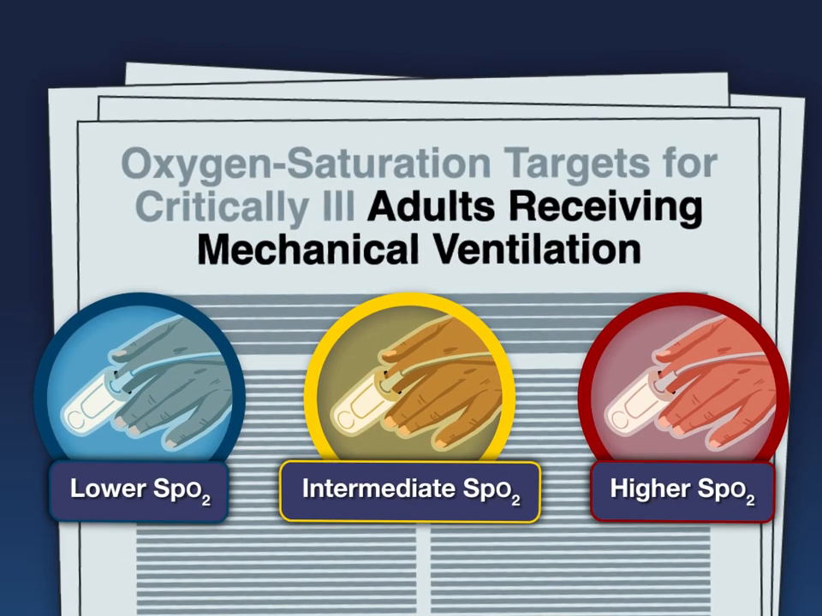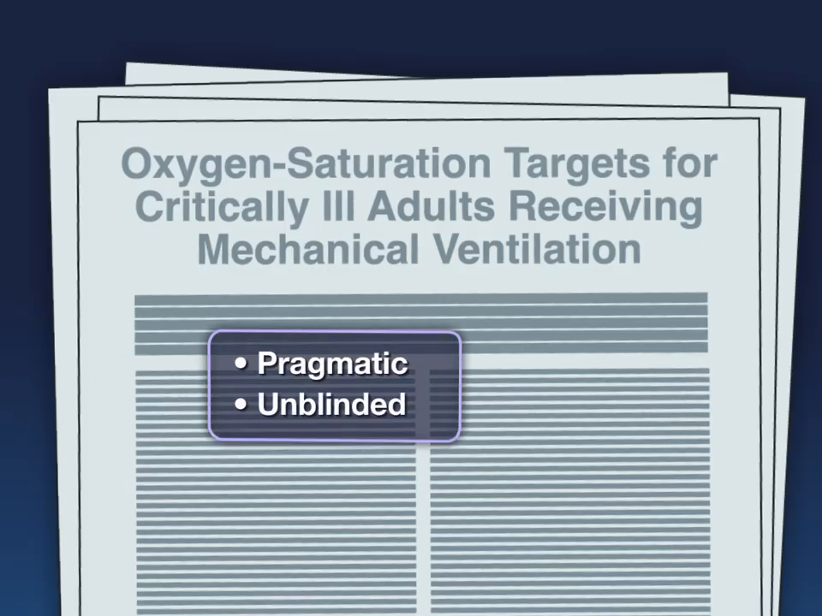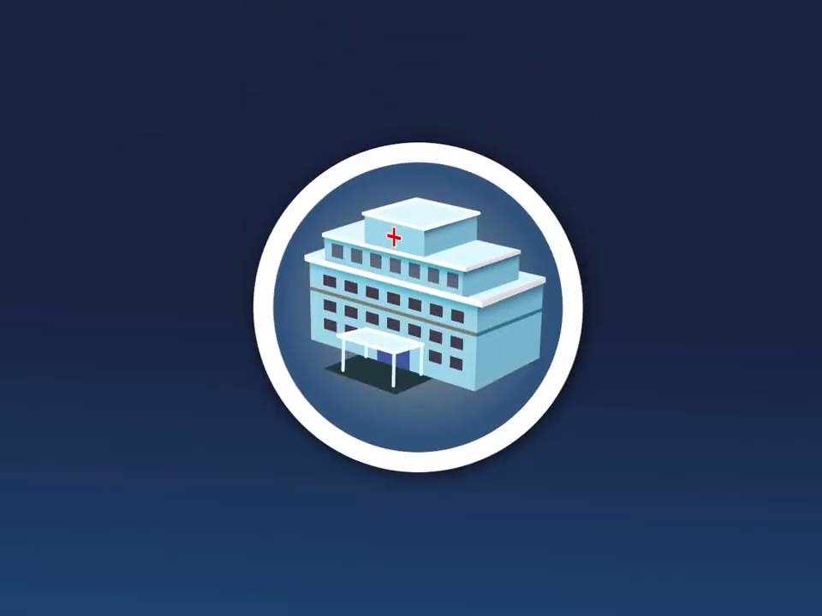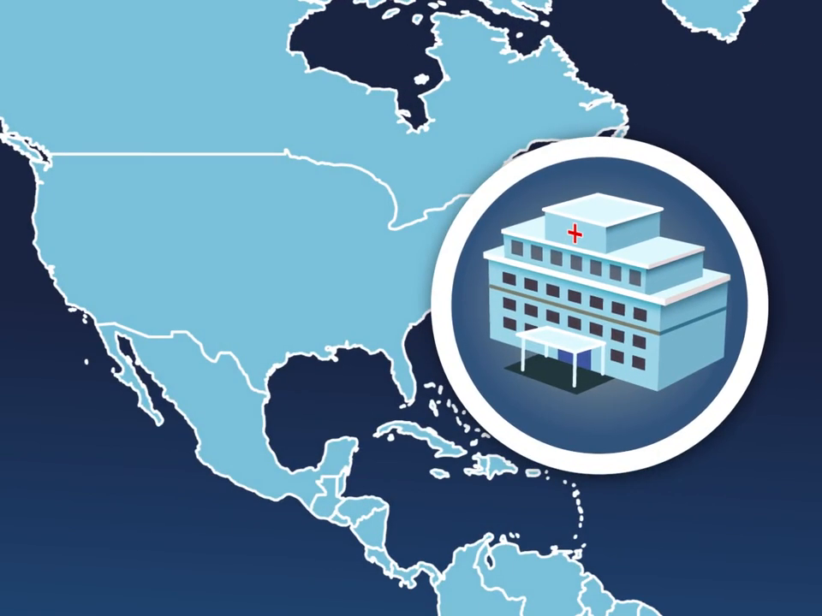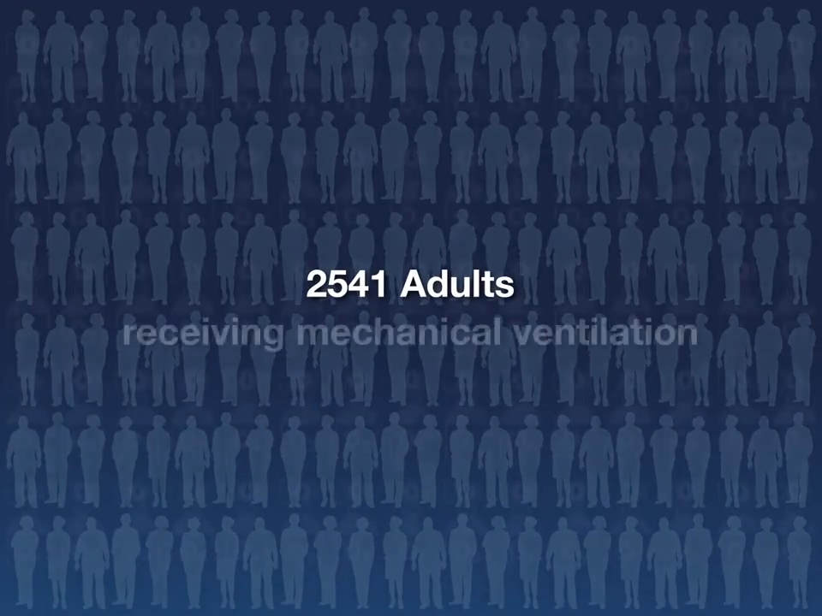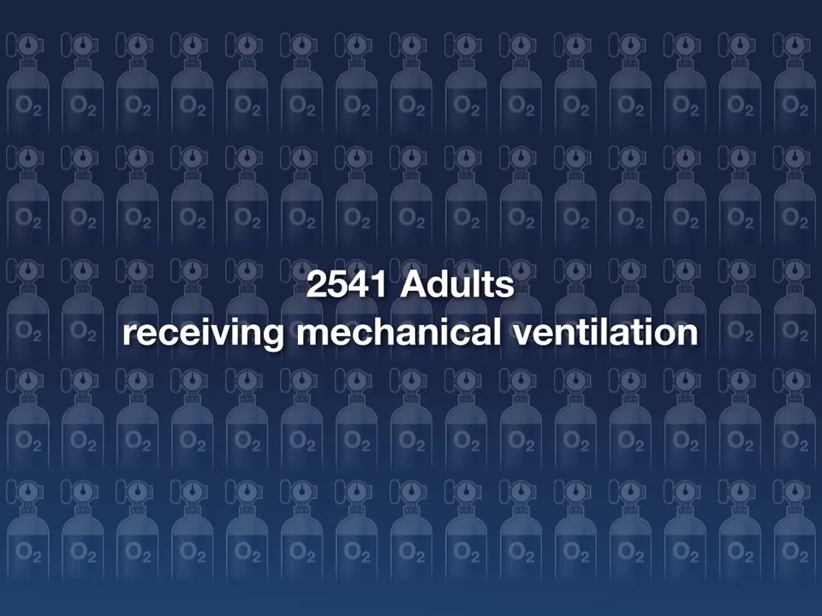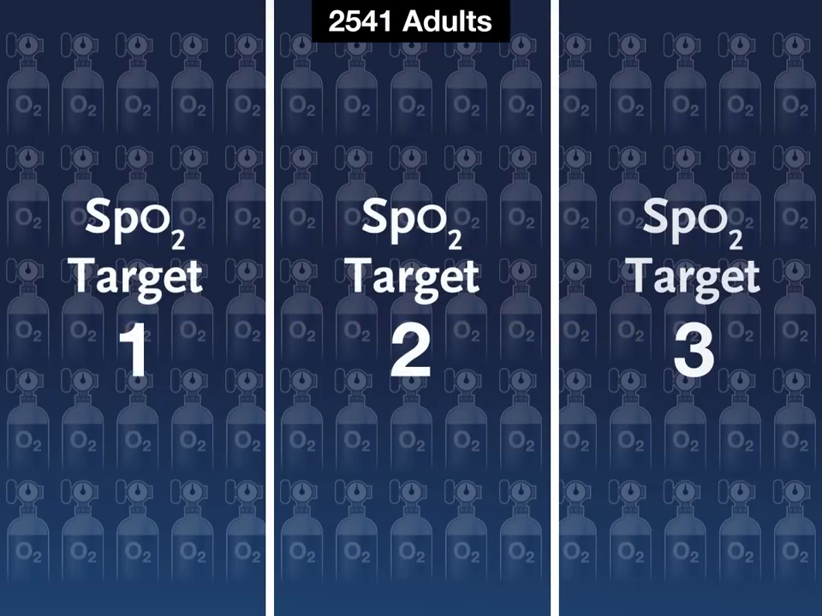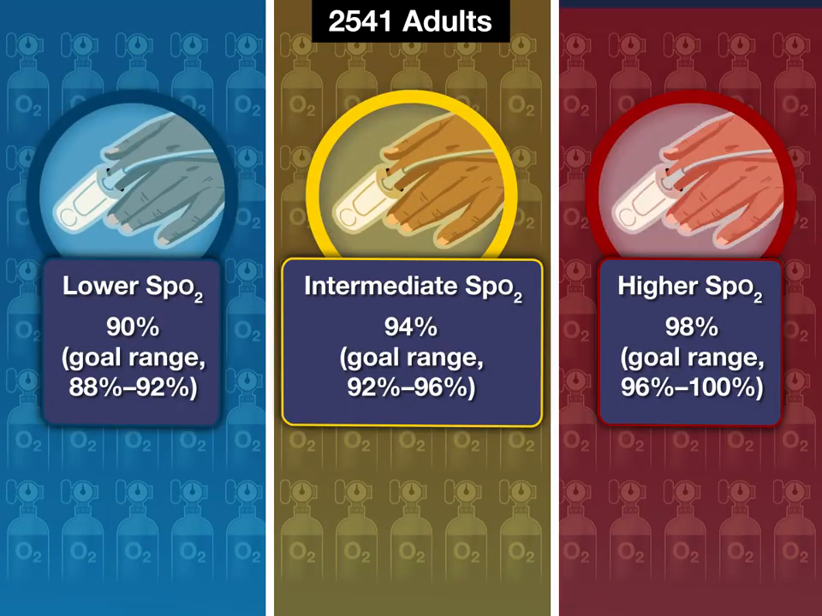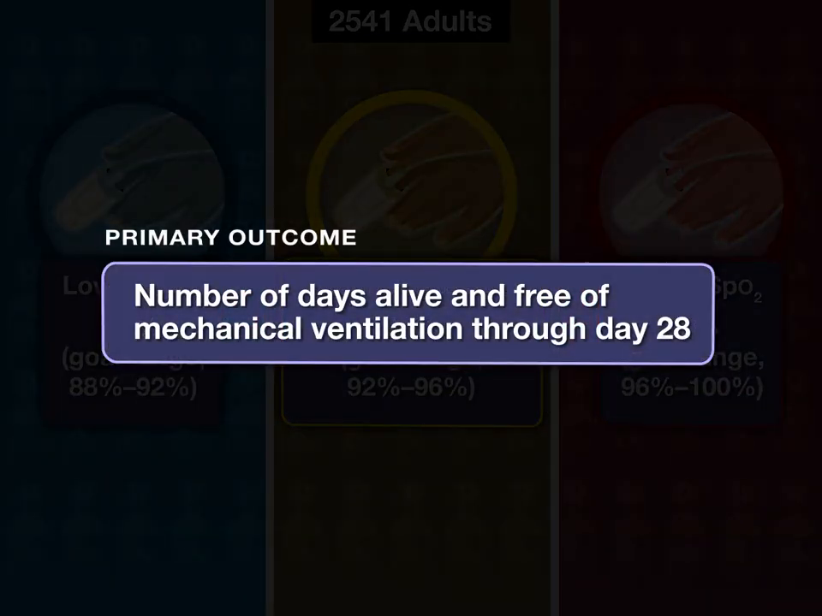mechanical ventilation. In this pragmatic, unblinded, cluster-randomized cluster crossover trial, the Medical Intensive Care Unit and Emergency Department of a U.S. academic medical center assigned 2,541 adults who were receiving mechanical ventilation to one of three oxygen saturation targets: lower, intermediate, and higher. The primary outcome was the number of days alive and free of mechanical ventilation through day 28.